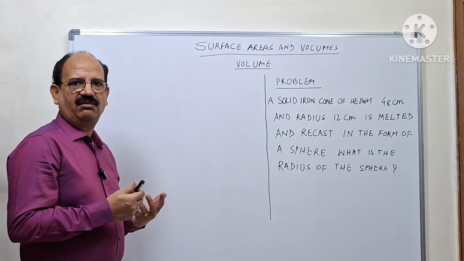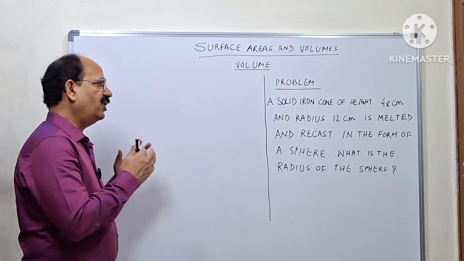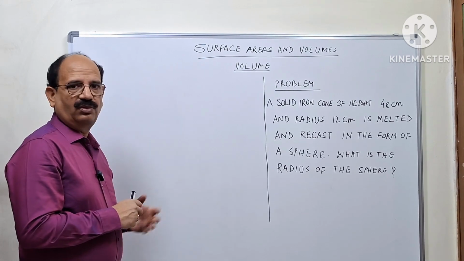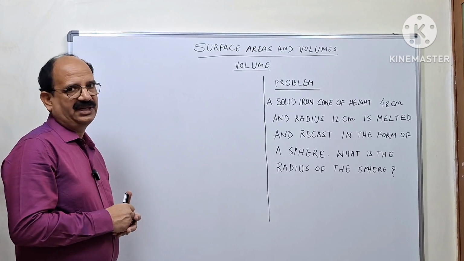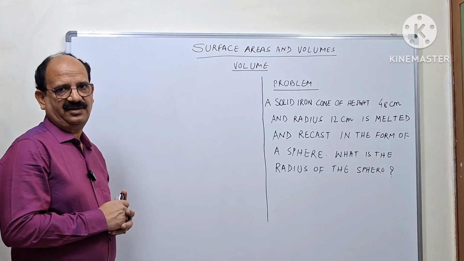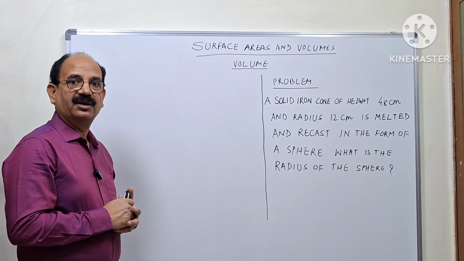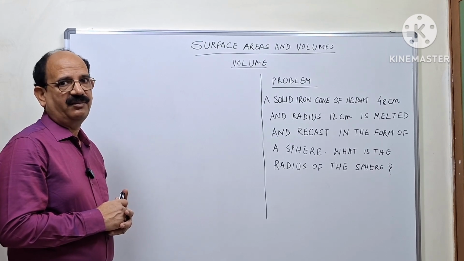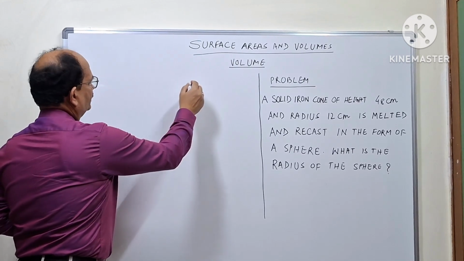So the common feeling would be that whatever volume of the material has been used in forming the cone, the same volume of material gets melted and is recast into the form of a sphere. Therefore, the volume of the cone will become equal to the volume of the sphere which is recast after melting the cone.